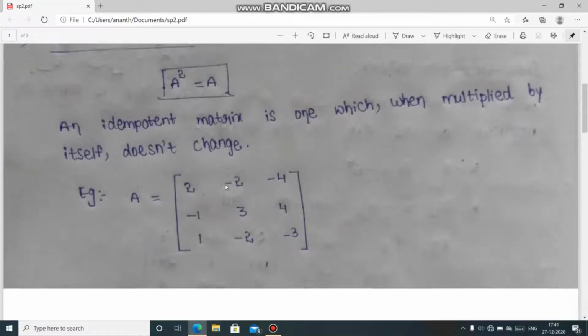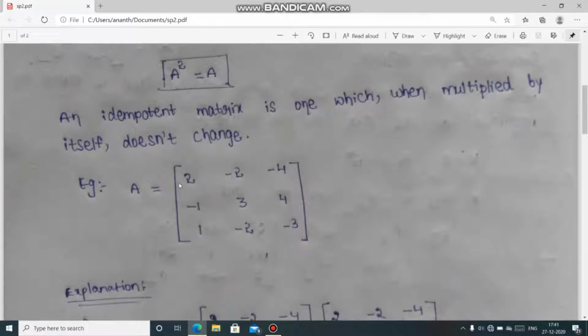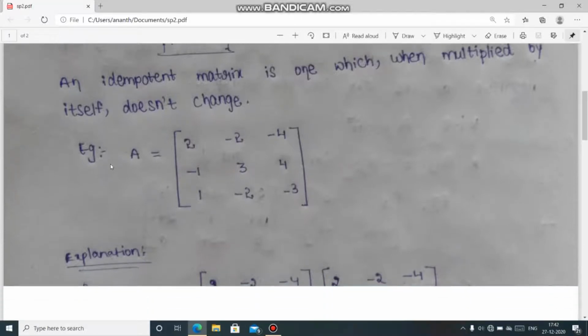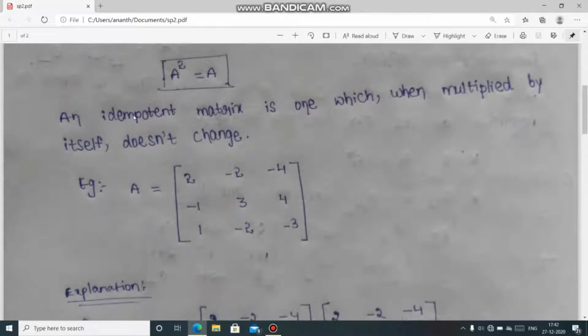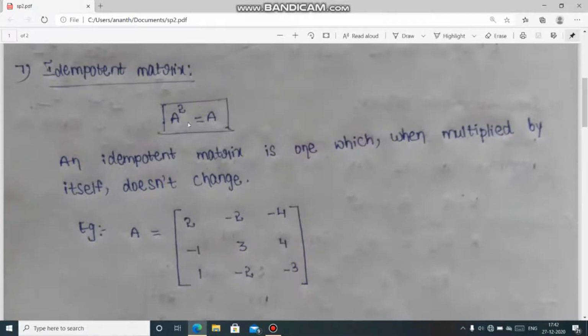For example, here A is equal to 2, minus 2, minus 4, minus 1, 3, 4, 1, minus 2, minus 3. Now we have to find whether this matrix is idempotent or not. We know the condition: an idempotent matrix is one which, when multiplied by itself, A into A, doesn't change, meaning A square is equal to A. This is the condition for an idempotent matrix.